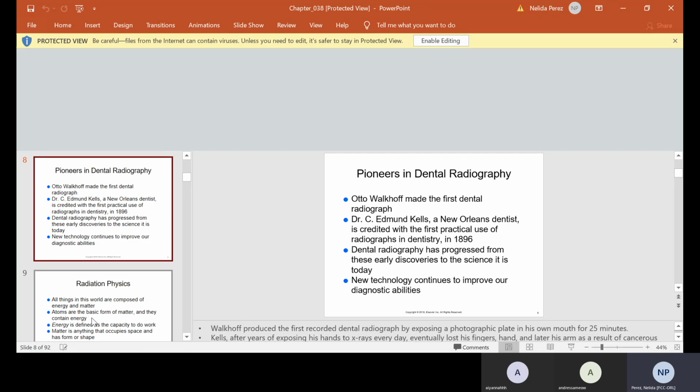Now, we have other pioneers in dental radiography. We have Dr. Otto Walkhoff, who made the first dental radiograph. Dr. Kells, a New Orleans dentist, is basically credited with the first practical use of radiographs. In his office, he was the first one to use it in 1896. Now, X-rays have progressed from these early discoveries to the science it is today. And that's where digital is something new. And we're going to talk about something else that has changed in dentistry. And new technology continues to improve our diagnostic abilities.